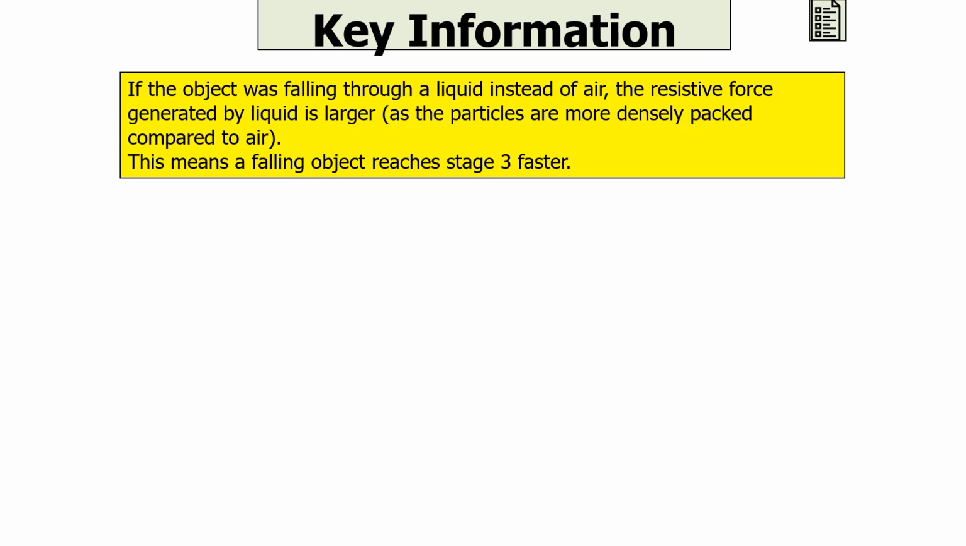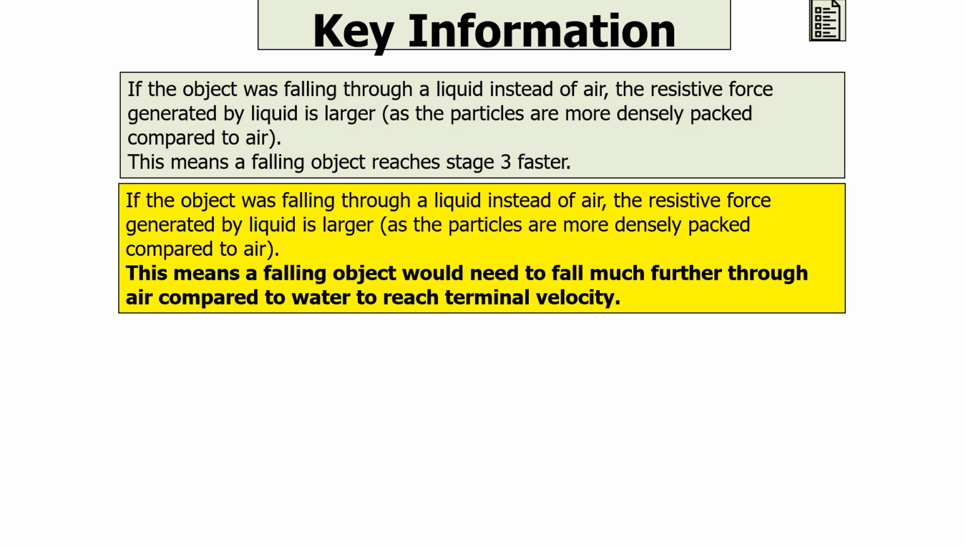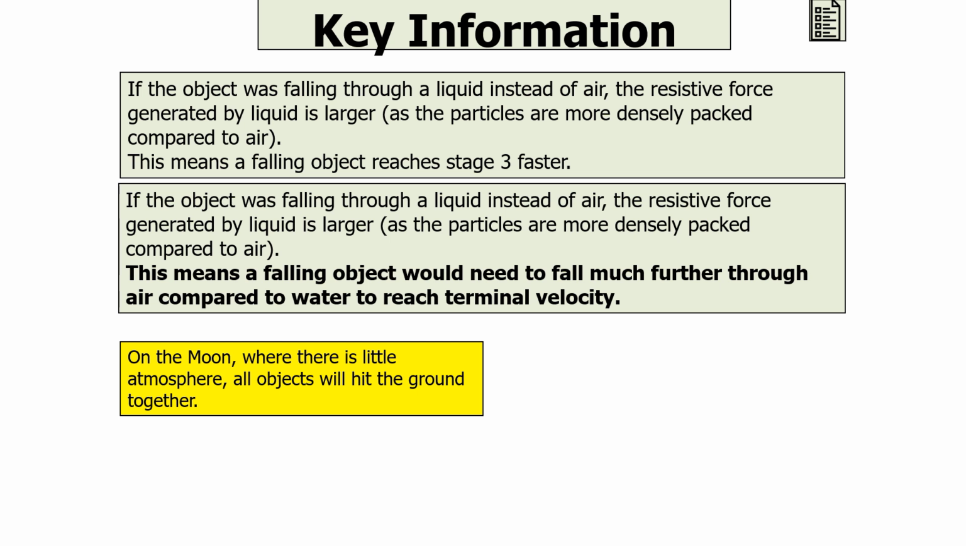Now if the object was falling through a liquid instead of air, the resistive force generated by a liquid is larger, as the particles are more densely packed compared to air. So this means a falling object reaches stage 3 faster. This means that the falling object would need to fall much further through the air compared to water to reach terminal velocity. So on the moon, where there's little atmosphere, all objects will hit the ground together.